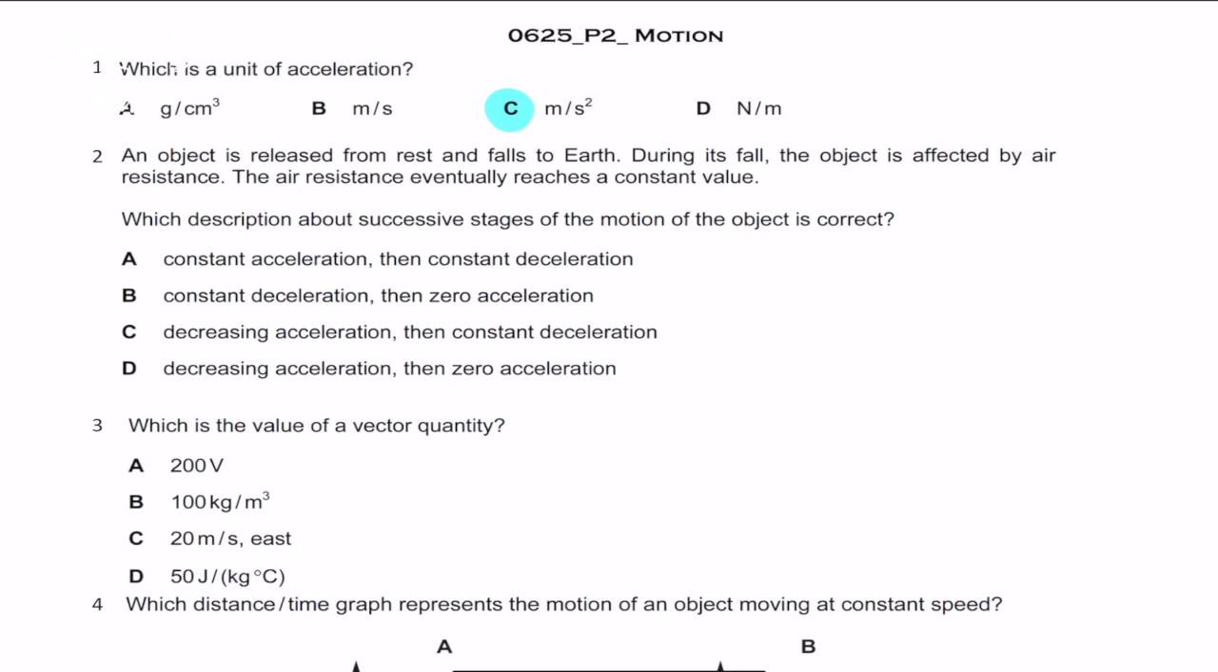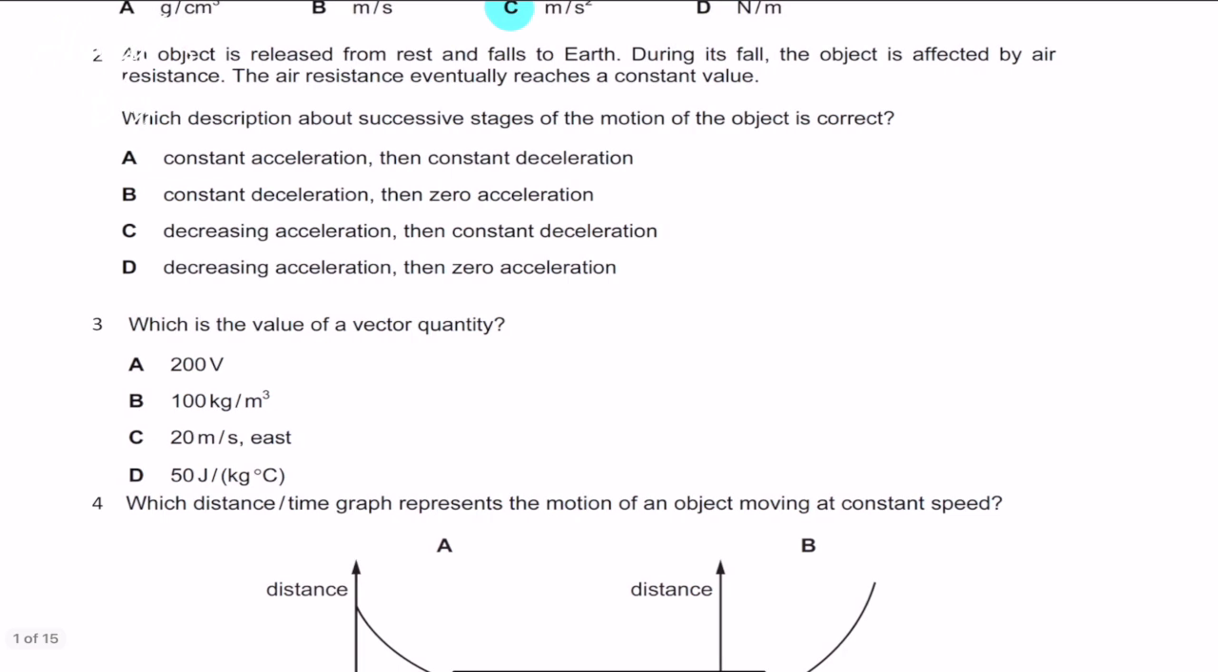An object is released from rest and falls to earth. During its fall, the object is affected by a resistance. Remember, this word here has a meaning. If they say it's affected by air resistance, it means that as time passes, the speed will increase, but with a lower rate. I mean, the acceleration will decrease. You cannot say the body decelerates, but its velocity will increase at a lower rate compared to before, as we mentioned in the previous two classes.